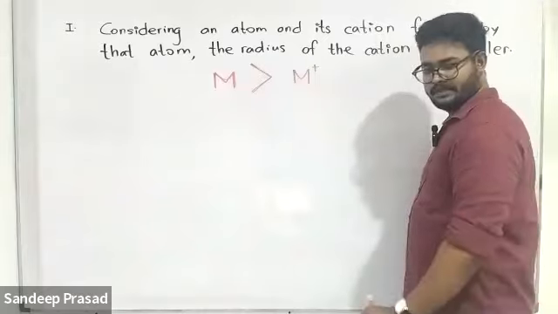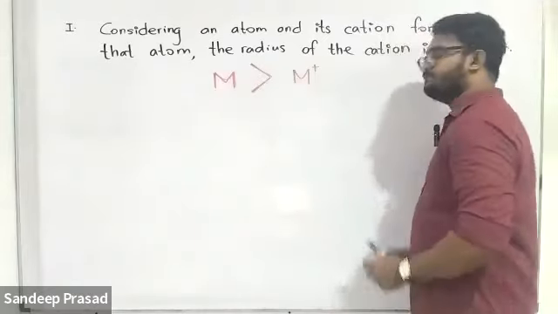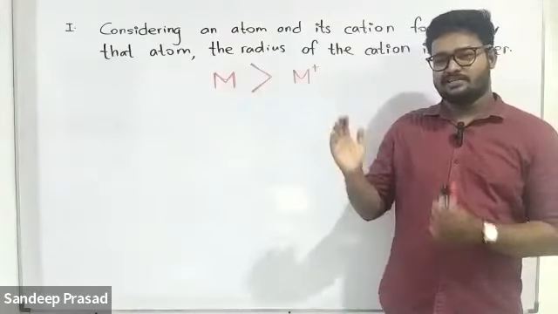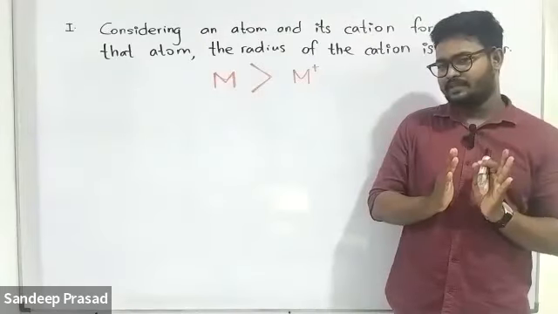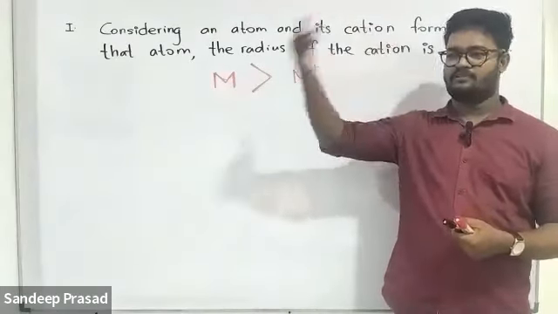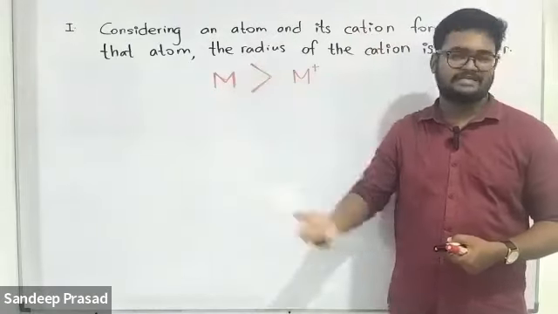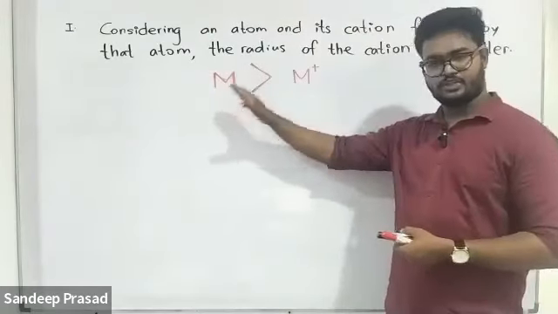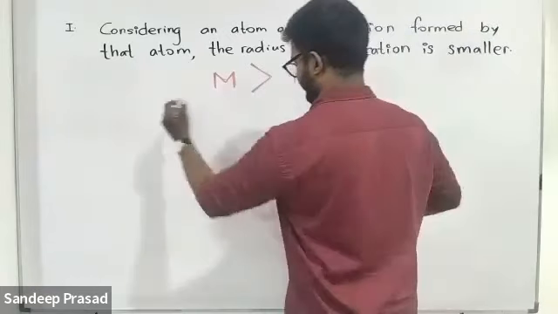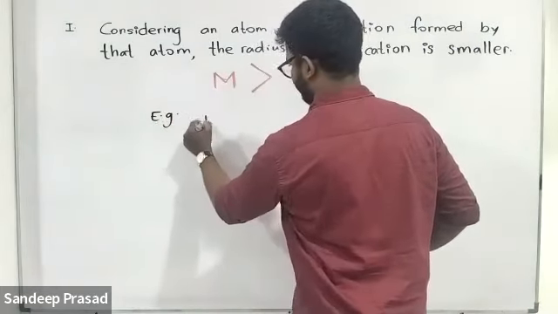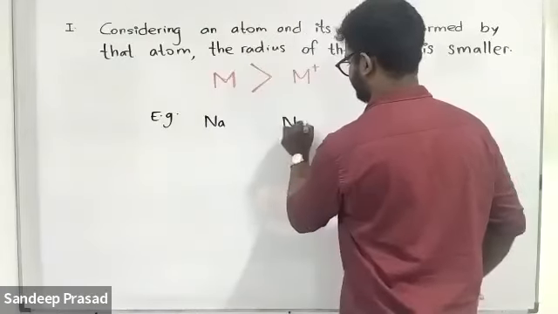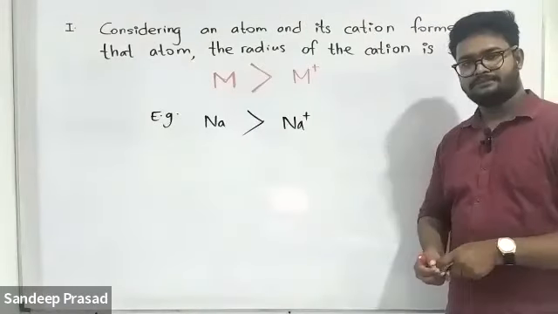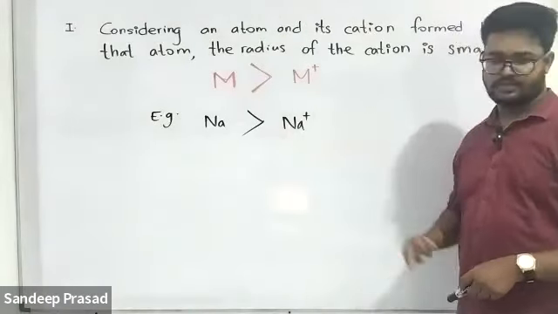Why? The reason is that M plus means one electron is removed, right? Now that one electron is removed, a new space is created. That means it's becoming smaller. Can you understand? So just imagine sodium and the sodium plus cation. A simple example is sodium and sodium plus. The radius of the sodium atom is greater than that of the sodium plus cation, right?